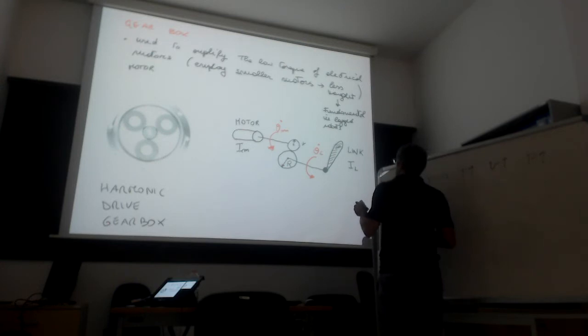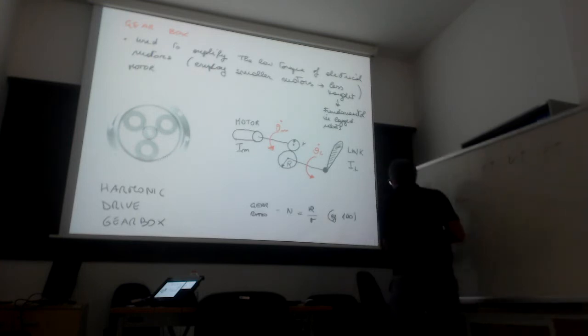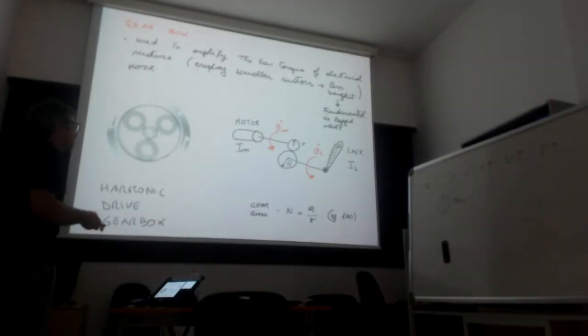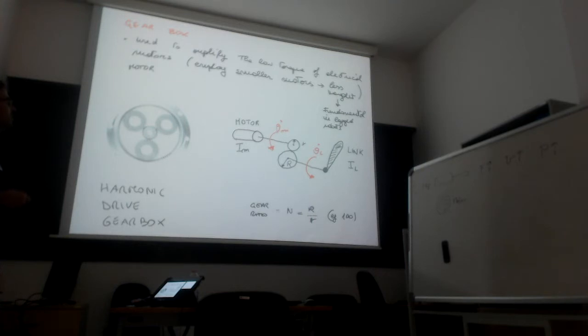The gearbox changes the rotation of the motor. Let's say this is the rotation velocity, and this is the link velocity. The way this change is done is called the gear ratio. So let's say if we have n equal to 100, it means that the motor spins 100 times faster than the link.